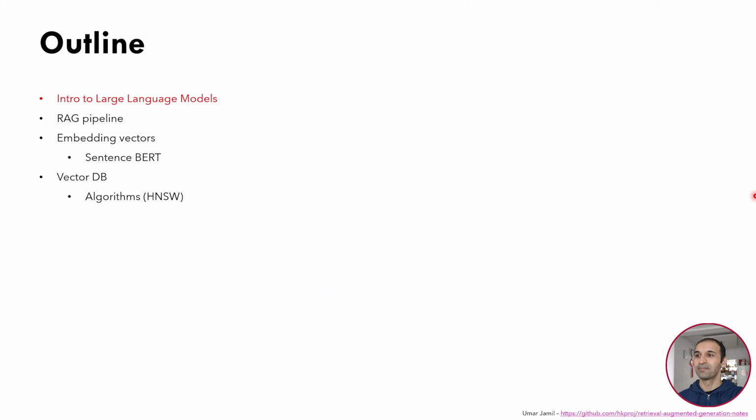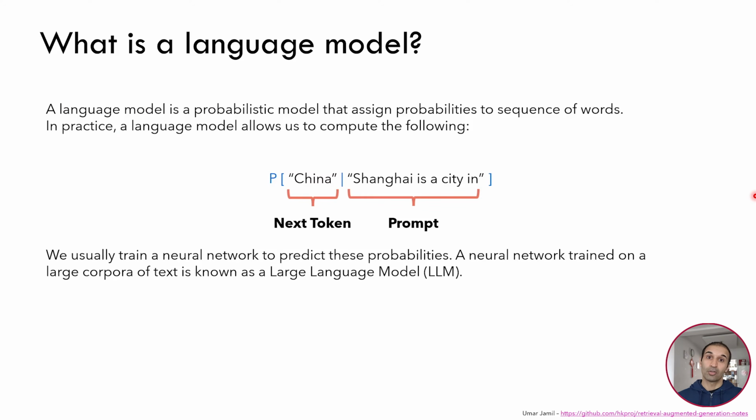So let's get started. The first thing we'll be talking about is language models. Now, what is a language model? Well, a language model is a probabilistic model that assigns probabilities to sequences of words. In practice, a language model allows us to compute the following: what is the probability that the word China comes after the sentence "Shanghai is a city in"? So the language model allows us to model the probability of the next token given the prompt. And we usually train a neural network to predict these probabilities.